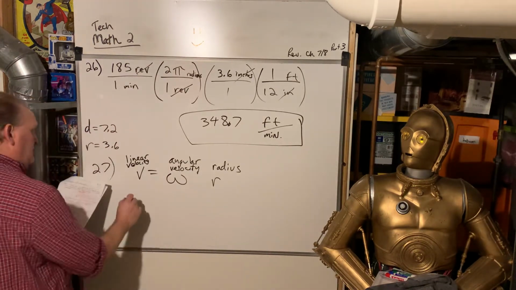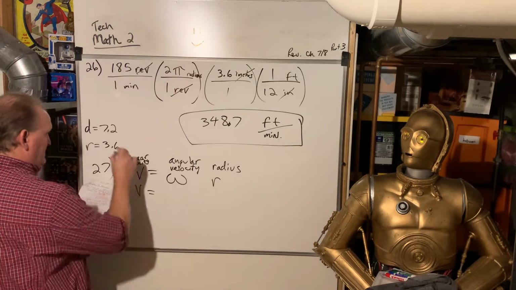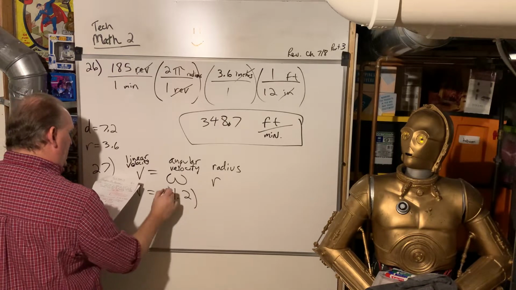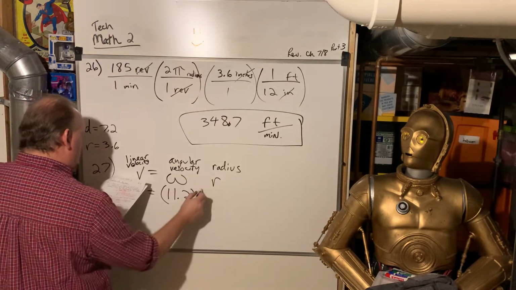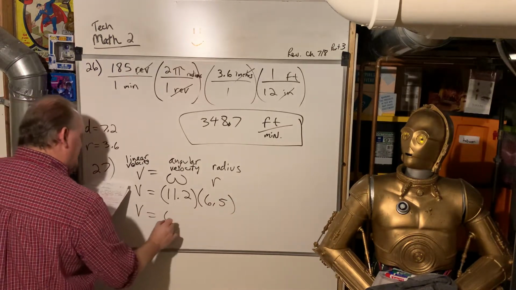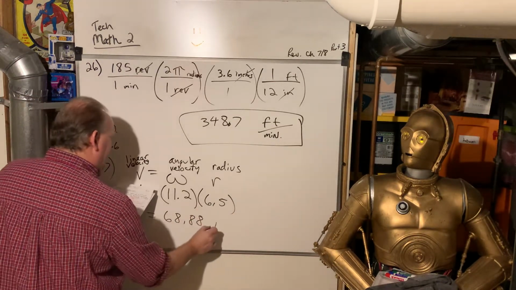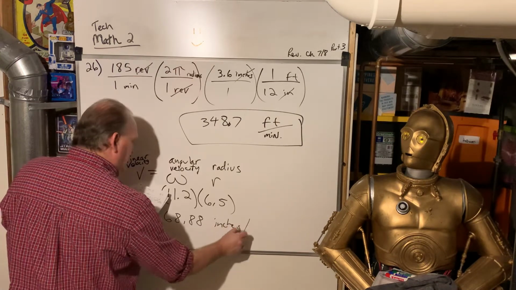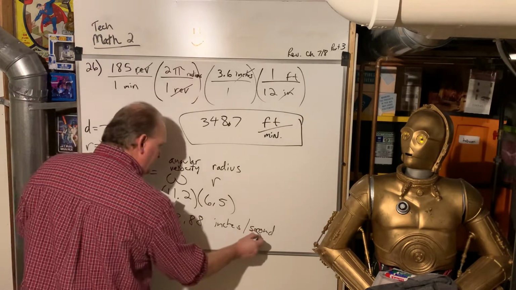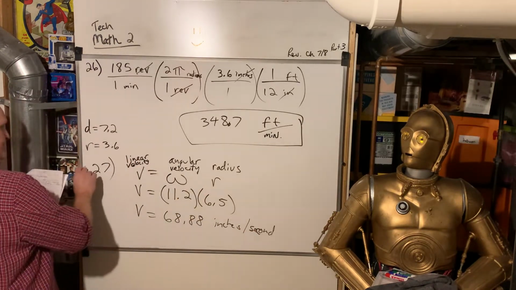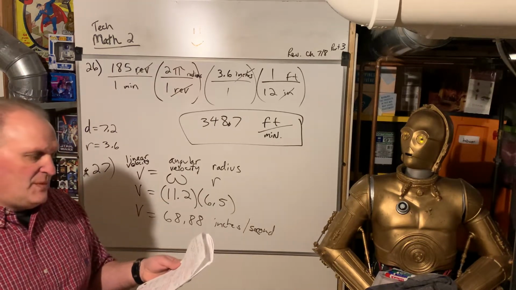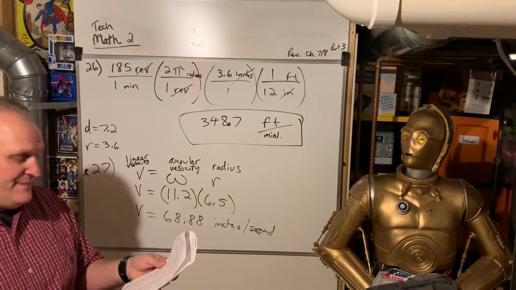So all we have to do here is take what they gave us, the 11.2 angular velocity, and the radius of the circle is 6.15. And so you just multiply it and you're done. It's 68.88 inches per second. I think there is one like this on the test, like 27, where they just hand you the angular velocity and the radius. All you have to do is multiply them. All right?